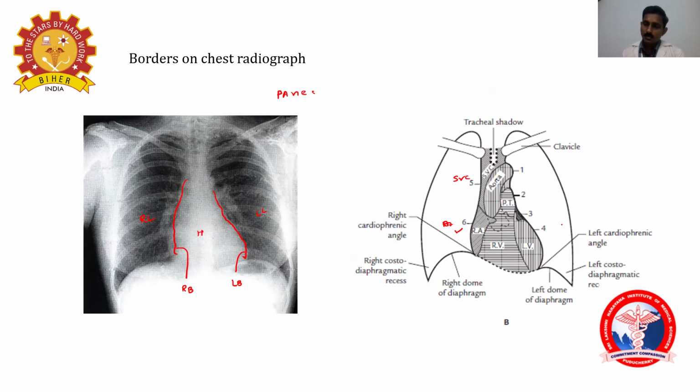In the left border, what we saw was only the left auricle and left ventricle. But here you have to include more structures: the aorta, pulmonary trunk, left auricle, and left ventricle. The aorta forms a knuckle here, that's called the aortic knuckle. Then we have the pulmonary trunk. This is the pulmonary trunk area, this is the left auricle area, this is the left ventricle area, and this is the aorta. So there is a slight change between the right border and left border in the chest radiograph and the specimen of a heart.